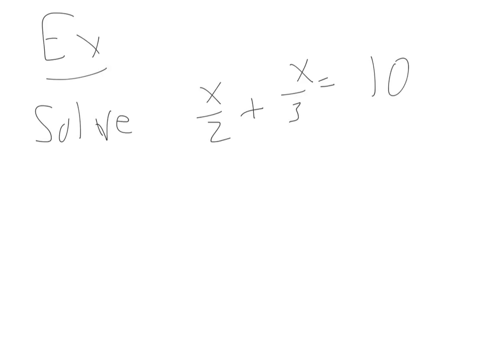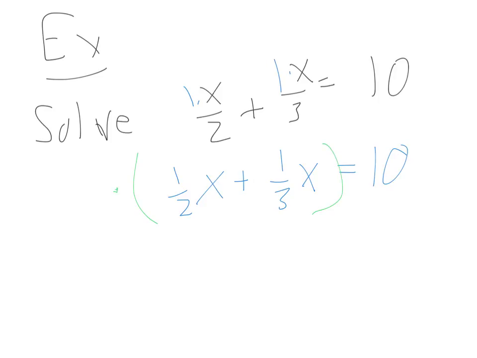Alright, solve x over 2 plus x over 3 is equal to 10. Now, before I start on this, one thing I do want to point out in case you don't quite see it, or in case you have forgotten. Since we have x over 2, since you have an x on top, that's like multiplying it by 1. So if it helps you see it, you could rewrite it as 1/2 x plus 1/3 x is equal to 10. And now you can find a common denominator for the 2 and 3. That'd be 6. So multiply everything by 6.